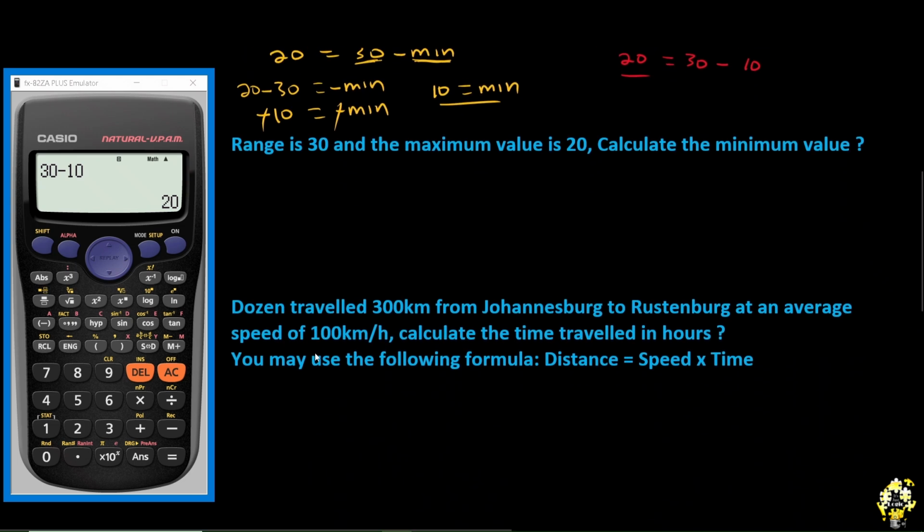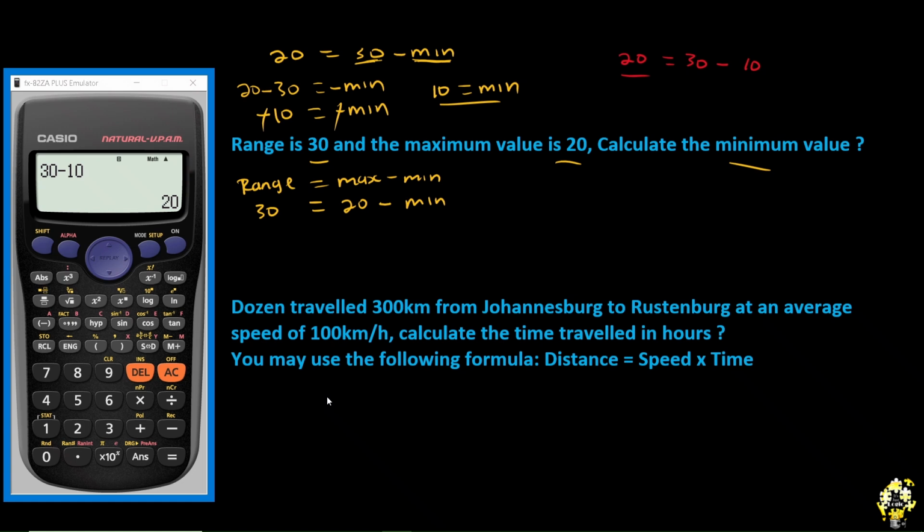Now, let's go to the next one. The next one says that range is 30. Maximum value is 20. Calculate the minimum value. So now, let's do this. Again, we are going to say that range is equal to maximum minus minimum. You have to start with the formula so that it makes sense for you as well. 30 is equal to a maximum value of 20 minus a minimum value. That's what we are looking for.